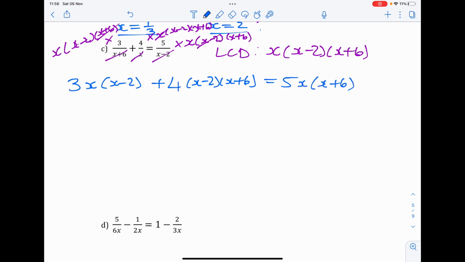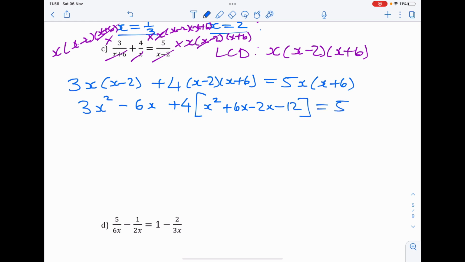And now we just multiply these out. 3x squared minus 6x plus 4, and then a square bracket to do these two FOIL brackets, x squared plus 6x minus 2x minus 12, equals 5x squared plus 30x.